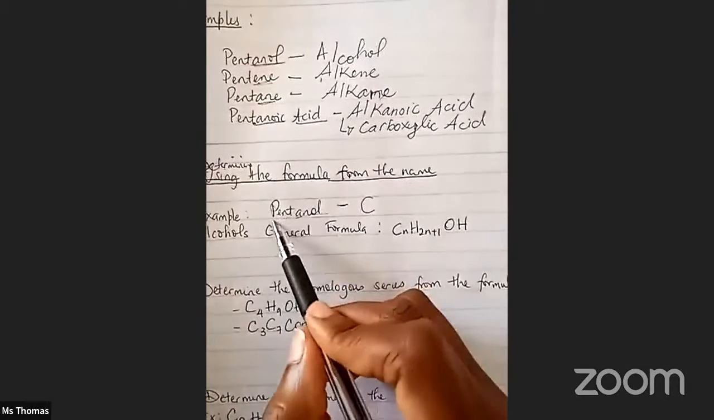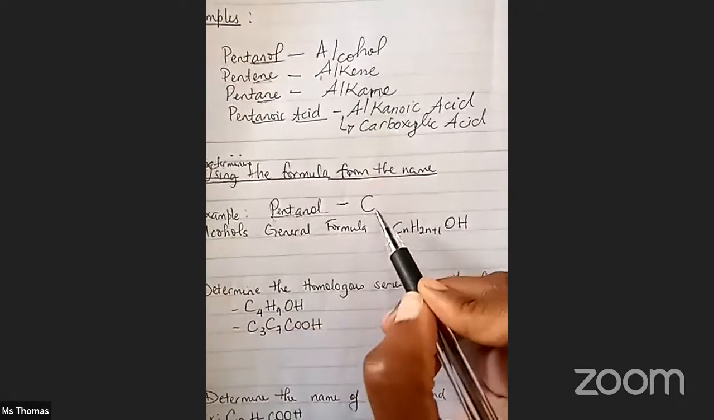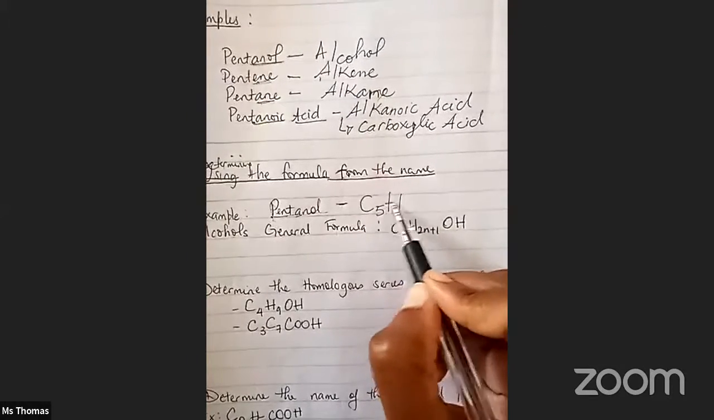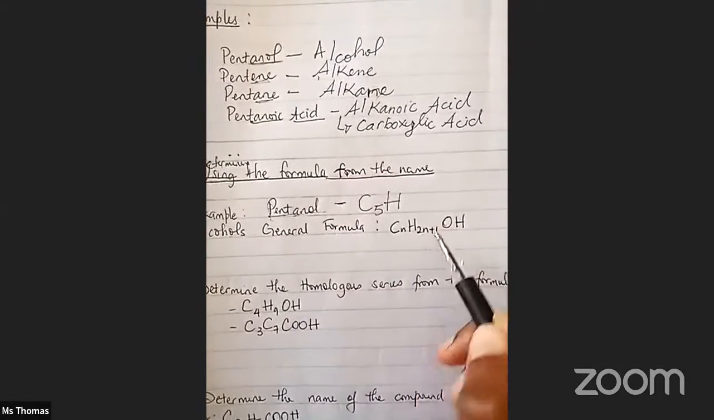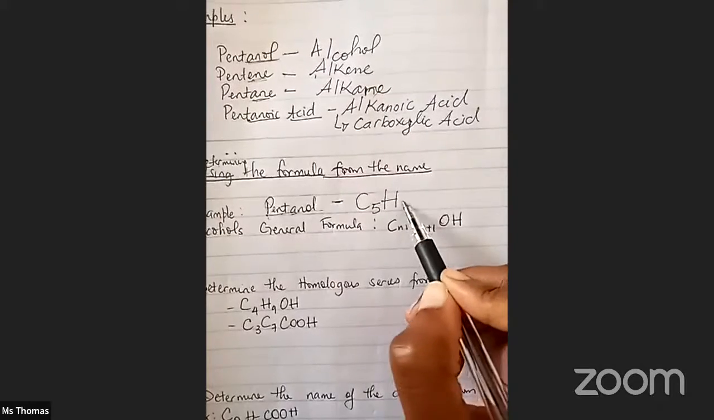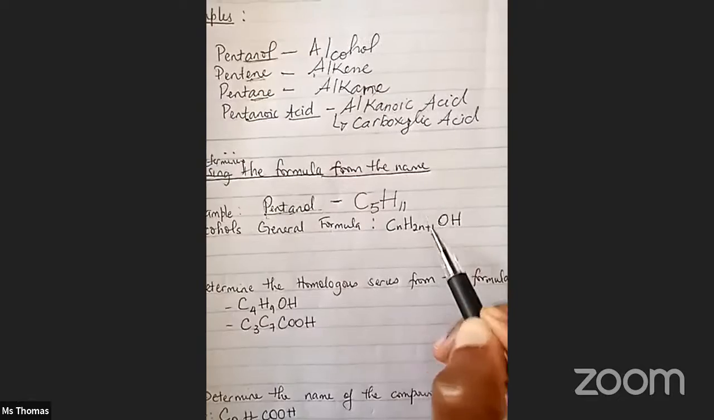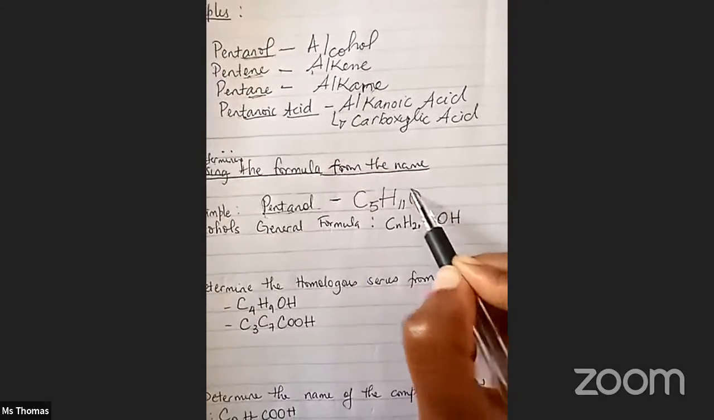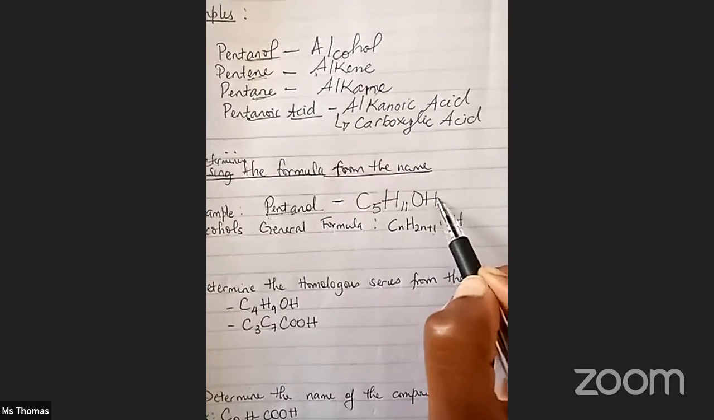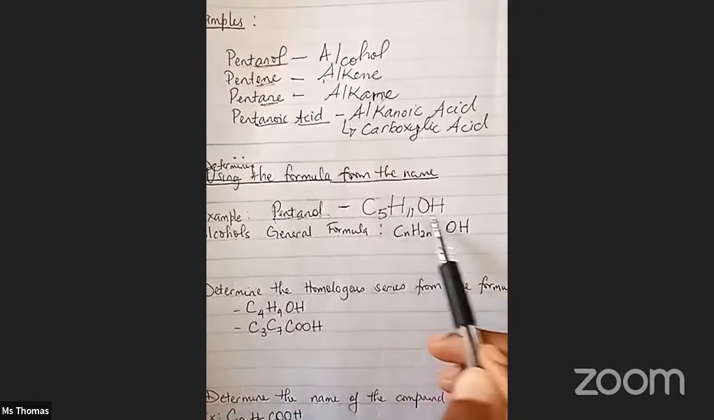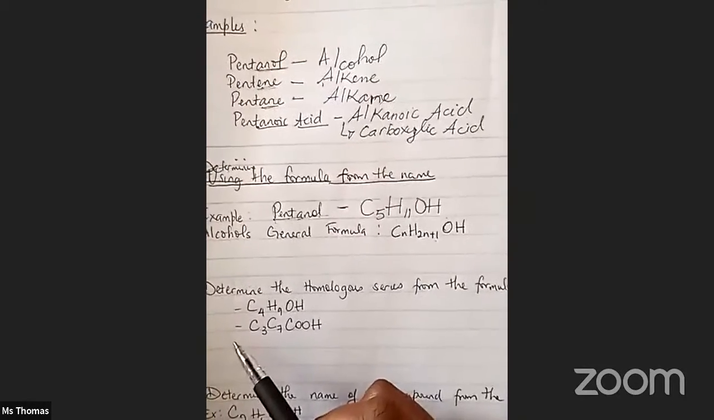Pent means 5, so it's C5. And if you have C5, how many H's will you have? 11. Because it's 2 times 5 plus 1, which is 11. And then you add the OH here, right? So you can look at the name and it will tell you automatically the formula.